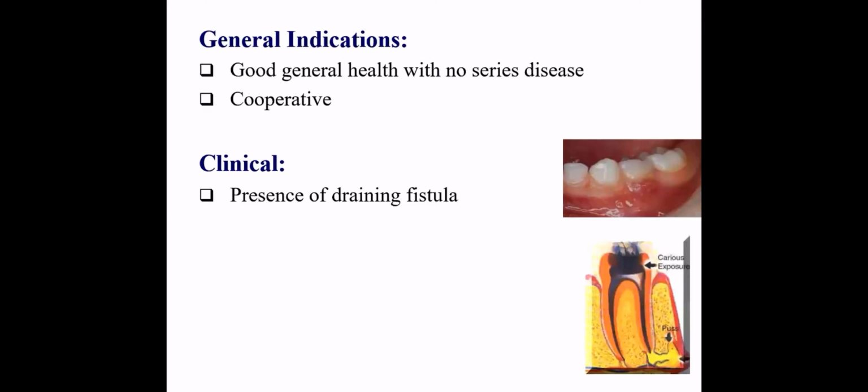Now coming to the general indications: a good general health with no serious disease. Next is a cooperative child. So these are the general indications where you can do a pulpectomy procedure. Now clinically, if there is a draining fistula present, you cannot do any other pulpotomy procedure or pulp capping. The fistula clearly shows that the pulp is necrotic or the infection has gone into the pulp chamber.